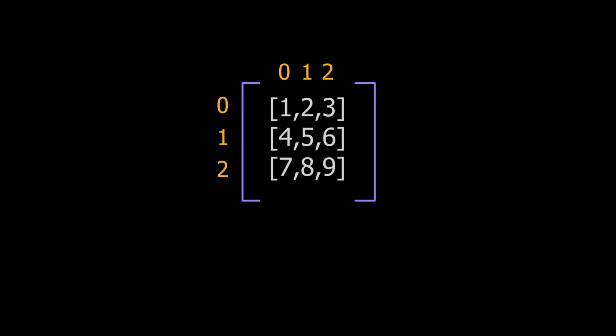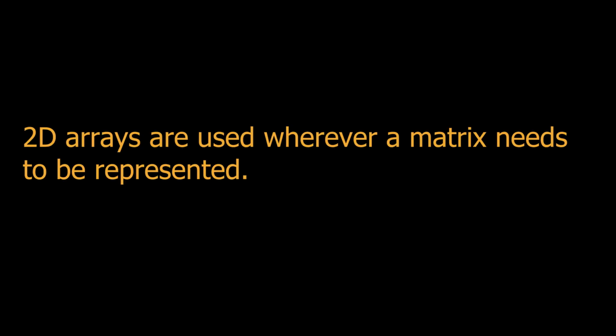Each element in a 2D array is represented by two indices, the row and the column. 2D arrays are also zero indexed. 2D arrays are used wherever a matrix needs to be represented.